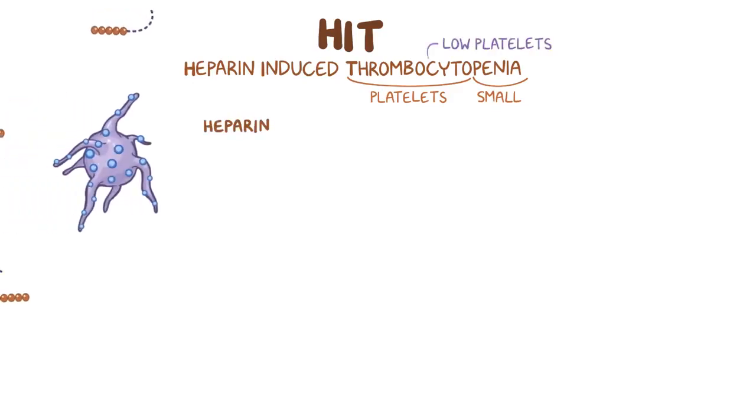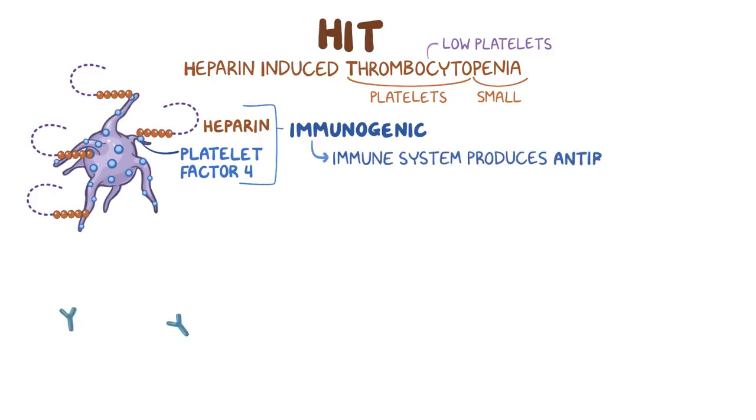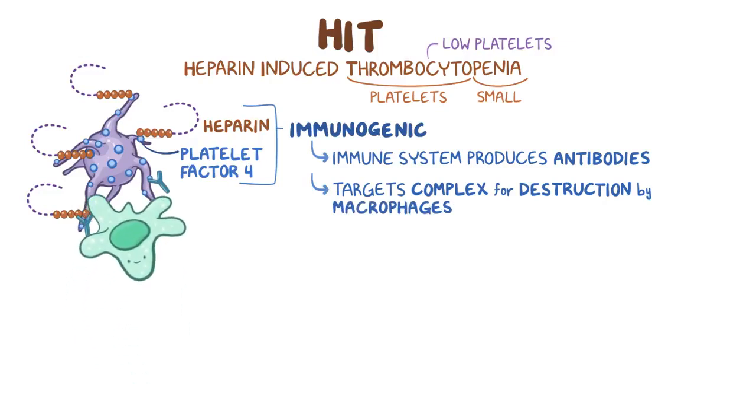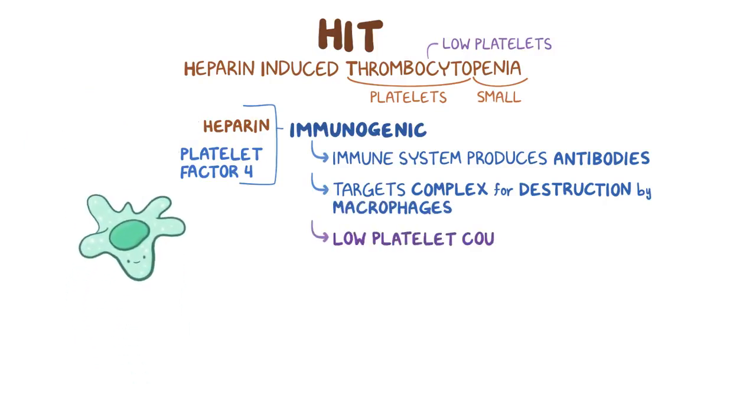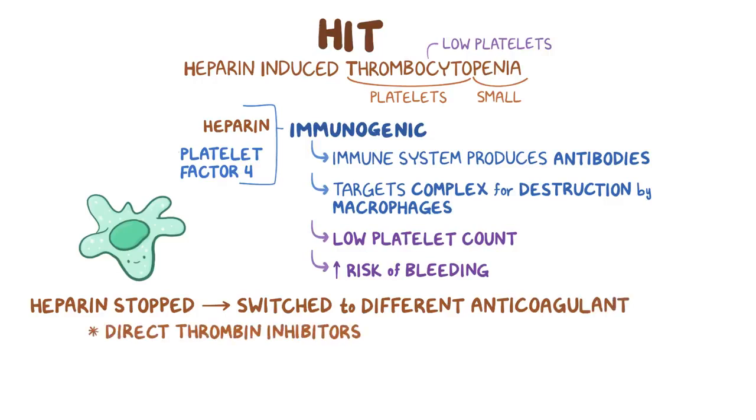Heparin binds to a protein on the surface of platelets called platelet factor IV. This complex is immunogenic, meaning it can cause the immune system to produce proteins called antibodies that target the complex for destruction by cells called macrophages. The result is a low platelet count and an increased risk of bleeding. If HIT happens, the heparin should be stopped and the person switched to a different anticoagulant, like direct thrombin inhibitors, which includes medications like argatroban, bivalirudin, and dabigatran.